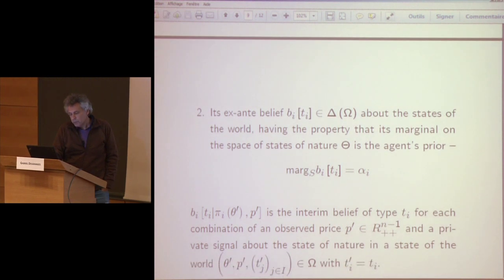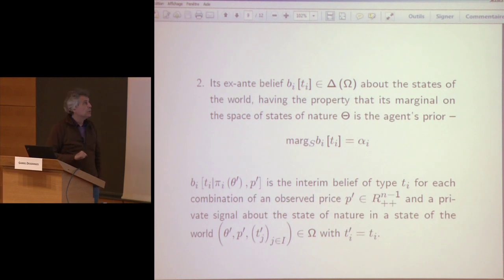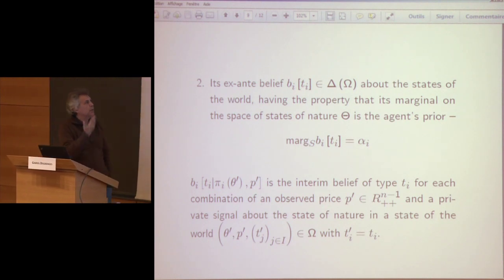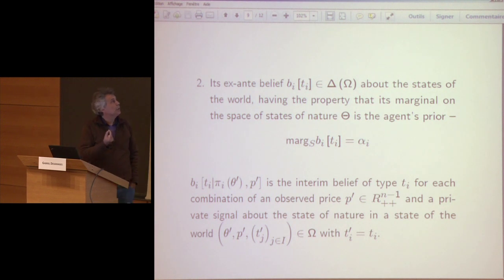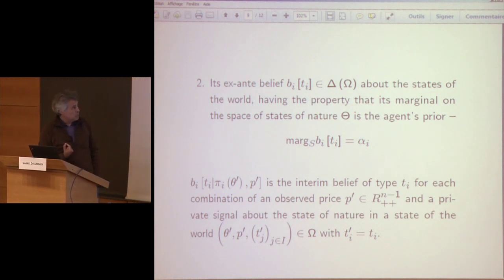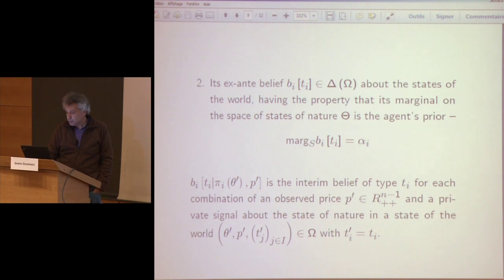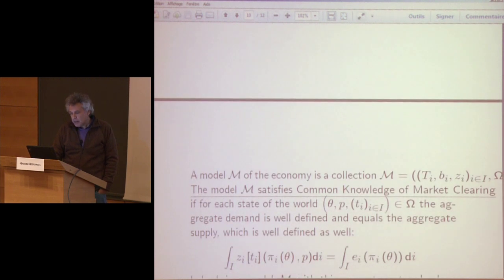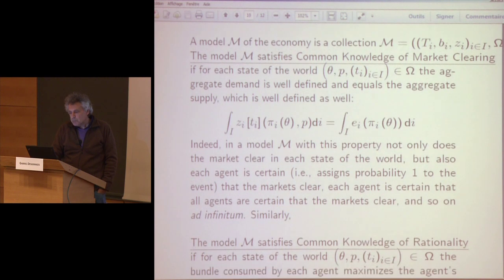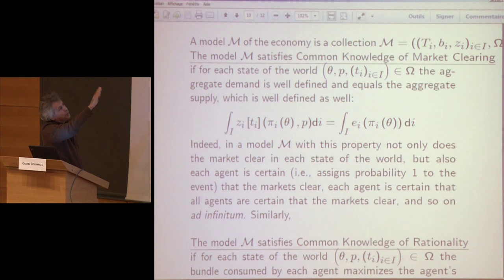So from this ex ante belief on the states of the world, we can derive his interim belief, that is, after he gets his private information on the states of nature and he observes the price. We can say, as a function of that, what does he think, and what bundle of commodities would he like to pick? So a model would be just a specification of all these elements: the set of types of each player, the beliefs, the functions that determine the beliefs, the choices, and this omega, which is the set of states of the world.